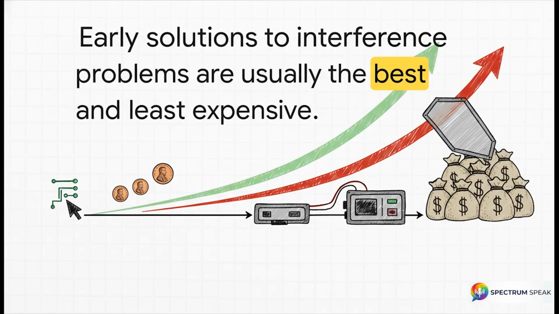So let's make this real. Early on, a fix might be as simple as moving a trace on a PCB. We're talking pennies. But what if you don't catch that problem until after production starts? Well, now you might have to add, say, a $5 custom metal shield to every single unit. Now multiply that by a production run of 1 million units. Yep, you just cost your company $5 million.